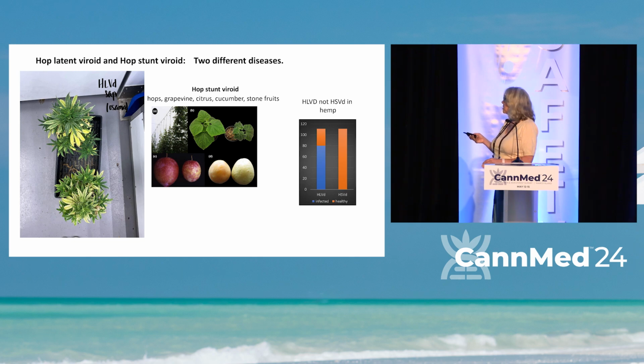Hop stunt viroid infects hops, it infects grapevines, it infects citrus, cucumbers, and a range of stone fruits. Hop latent viroid, which is a huge problem for the hemp industry and the cannabis industry, does not infect those hosts. We did a sample when we began this work of over 111 plants, and we found that 80% of those were infected with hop latent viroid, and we found no evidence of hop stunt viroid co-infecting these plants. So we're clearly looking at a single infection problem, not a potential for a mixture of the two.